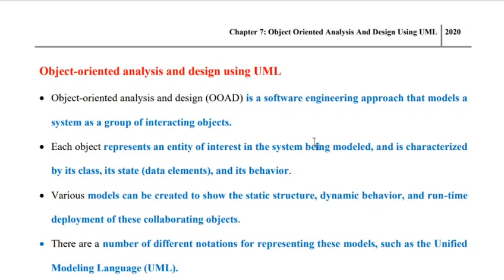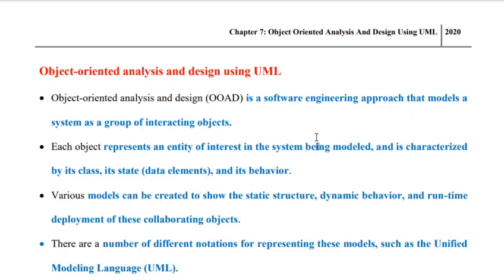So in today's class, we are going to learn about object-oriented analysis and design using UML. Now, object-oriented analysis and design is a software engineering approach that tries to model a system as a collection of interacting objects. Objects are basically representation of real-world entities of the system that is being modeled, and it's characterized by class, the state variables, or the member variables and its behavior. Right now, as of now, it may be difficult for you to understand what an object is, but an object is nothing but the realization of an entity.